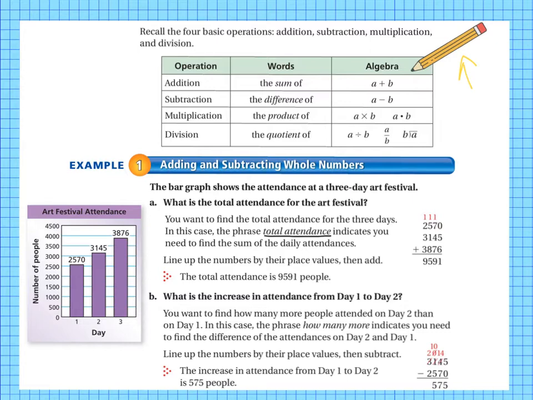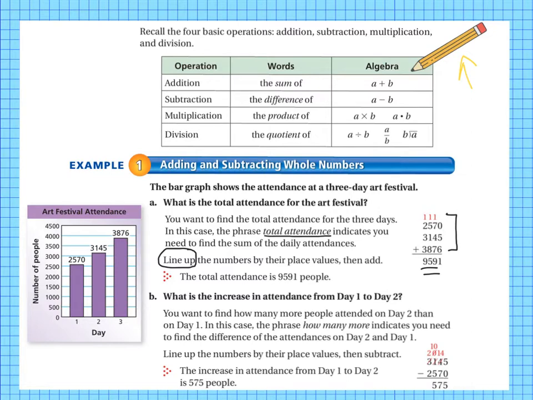So you line up the numbers by their place values, then add. This is really important, this lining up the numbers by their place values. So when you do that, and I'm not going to go over the addition because that is a skill that you should have mastered in lower grades, but when you do that, you come up with 9,591 people. So remember, the trick is you need to be sure that everything is lined up.